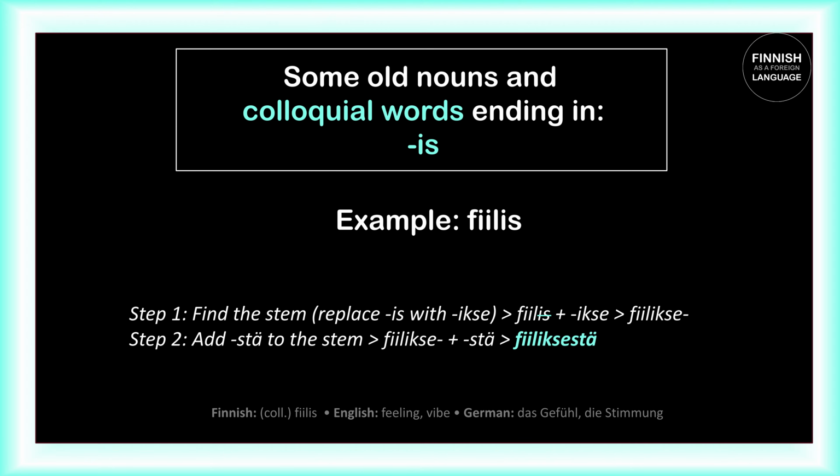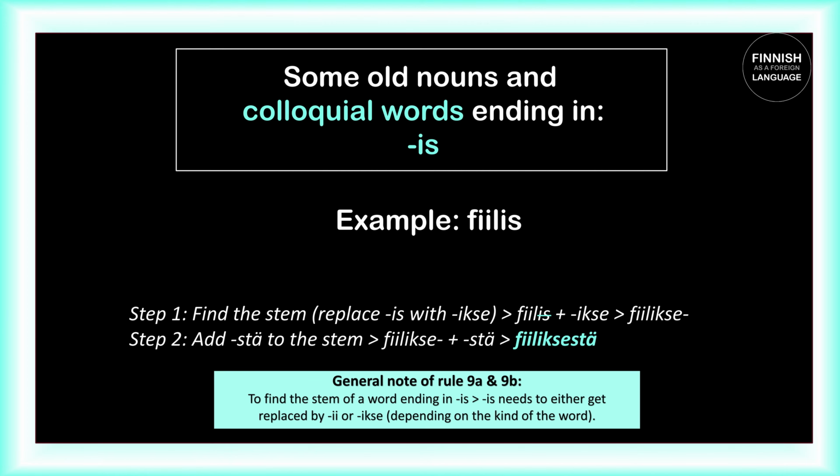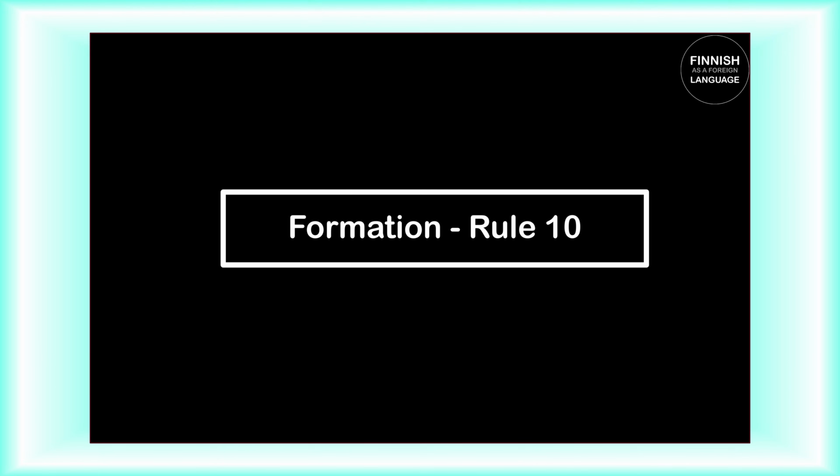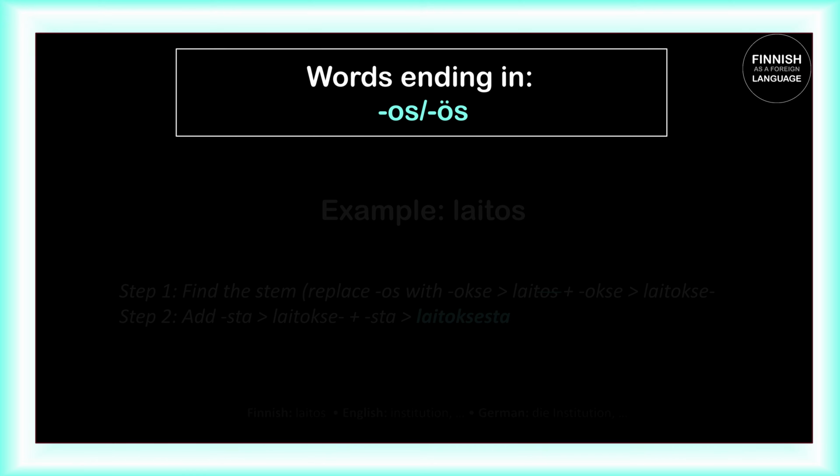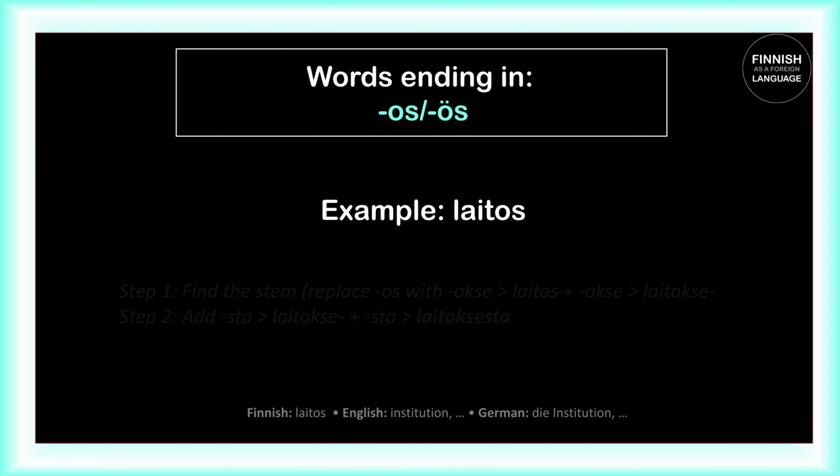the vowel harmony. So what we've learned with rule number 9a and b is that when we want to find the stem of a word that is ending in is, we either have to replace the is with a double I or with ixe, depending on what kind of a word we have to deal with. We carry on with rule number 10, words ending in os or us. Here's one example. Laitos. Laitos means, for example, institution.